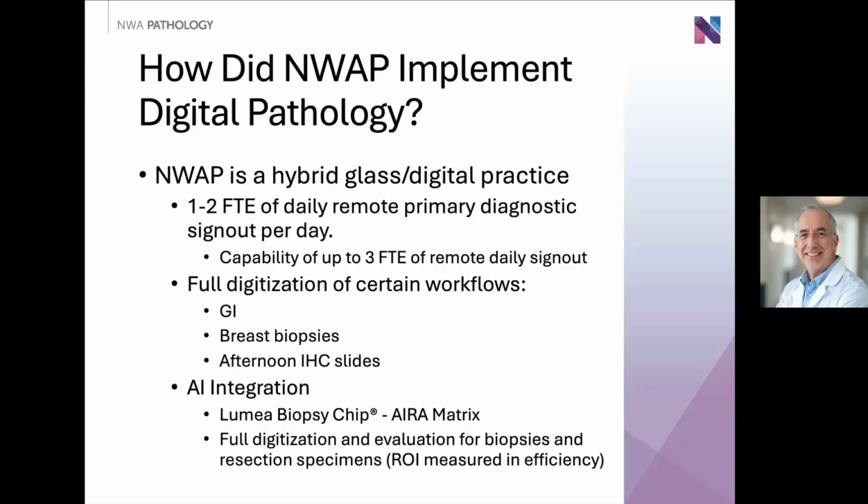As everyone here would expect and understands, there is currently no direct reimbursement for AI or digital pathology. Because of that, we plan to measure return on investment in terms of quality improvement and pathologist efficiency, and we intend to gather quantitative data to assess those gains.